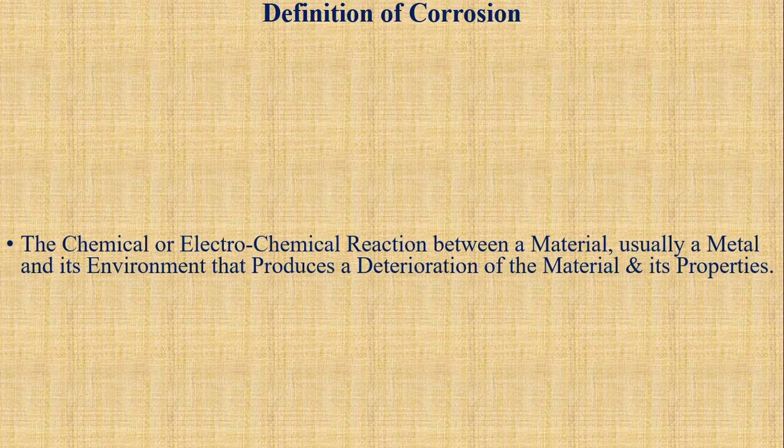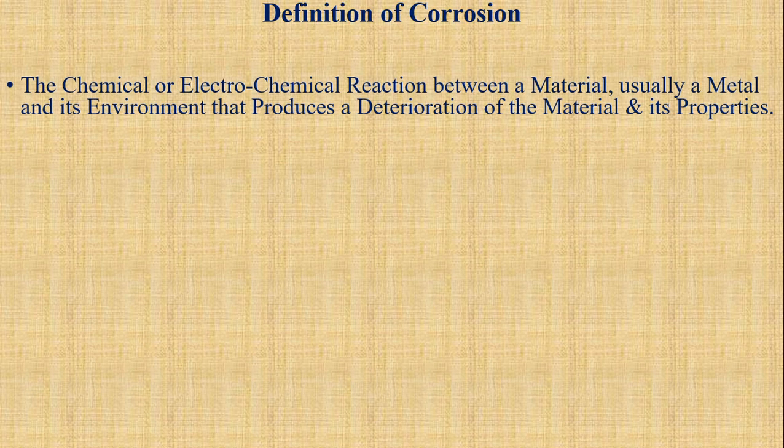Definition of corrosion: the chemical or electrochemical reaction between a material, usually a metal, and its environment that produces a deterioration of the material and its properties.